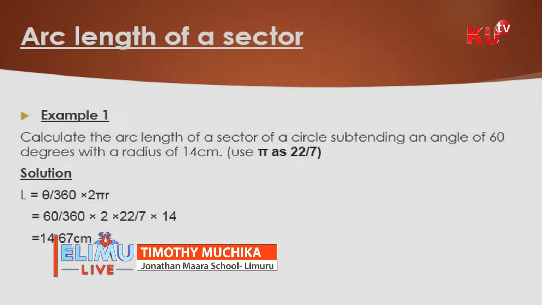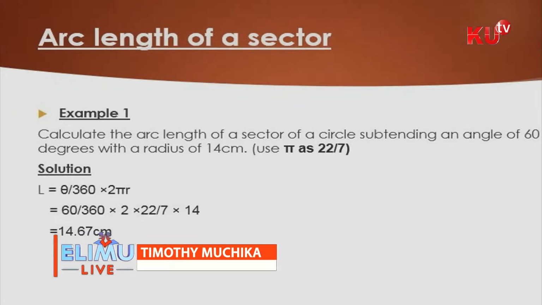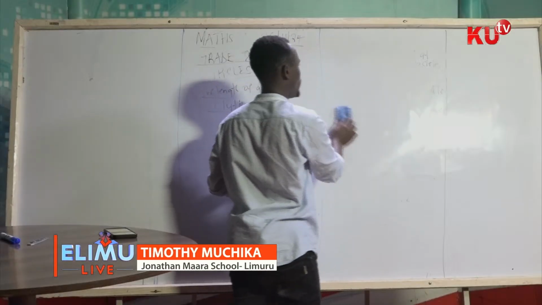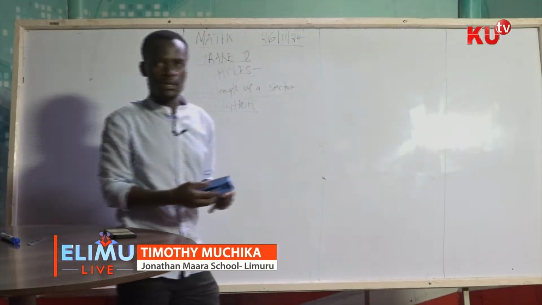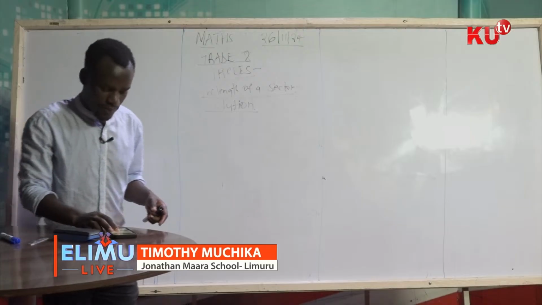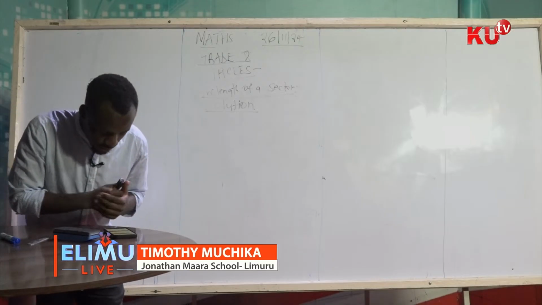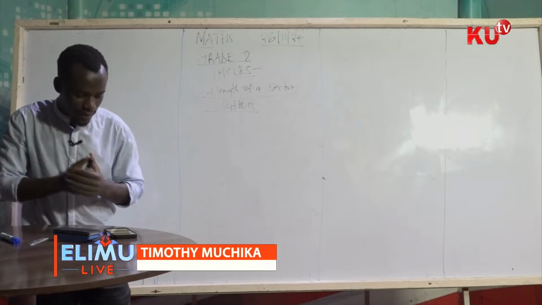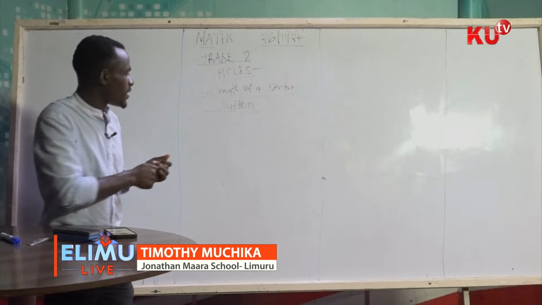I hope you've written this. So let's look at example 2. Example 2 reads as follows. Calculate the arc length of an arc if the radius of an arc is 8 centimeters.